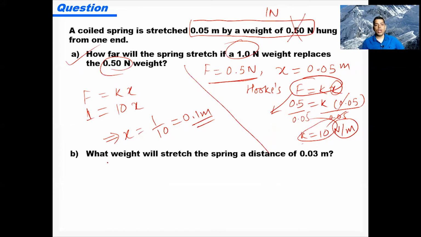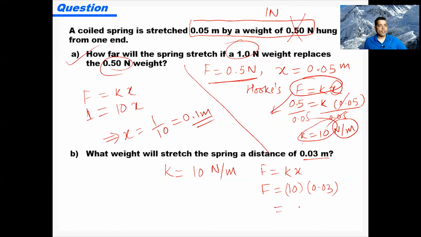And similarly, what weight will stretch the spring a distance of 0.03? So we know k is the same spring. Once you determine k, you can use it again and again as long as you have the same spring. Then F equals kx again, the same formula, Hooke's law. Then F is unknown and k is 10. What is your x? Now your x is 0.03.